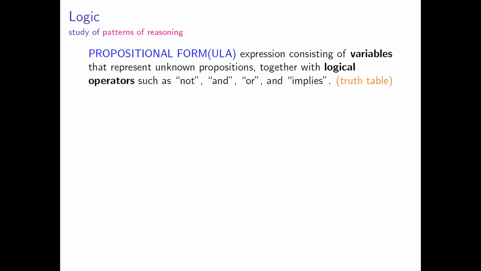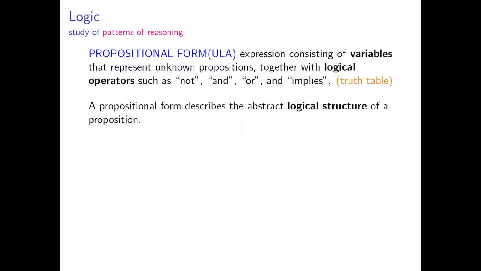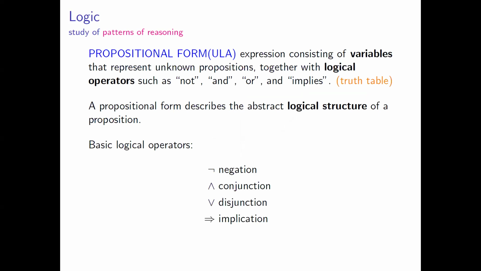Recall that a propositional form has no truth value. Instead, it is a type of statement which describes the abstract logical structure of a proposition. There are 5 basic logical operators, namely negation, conjunction, disjunction, implication, and biimplication. We will study each of these in the remaining part of this lecture.